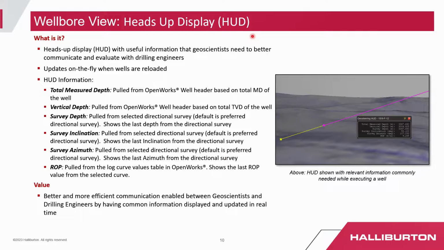Next, let's look at the heads-up display. The heads-up display allows you to display a simple pop-up of information that is useful to communicate between geoscientists and drilling engineers. The idea here is to have a simple pop-up that reads out information such as total measure depth, vertical depth, survey depth from the directional survey, as well as inclination and azimuth, and some engineering parameters such as ROP. As with most things in the Wellbore view, this is designed to be updated on the fly as you add more information. This means you can always have the latest information at your fingertips to help with that communication between drilling engineers and well execution teams.